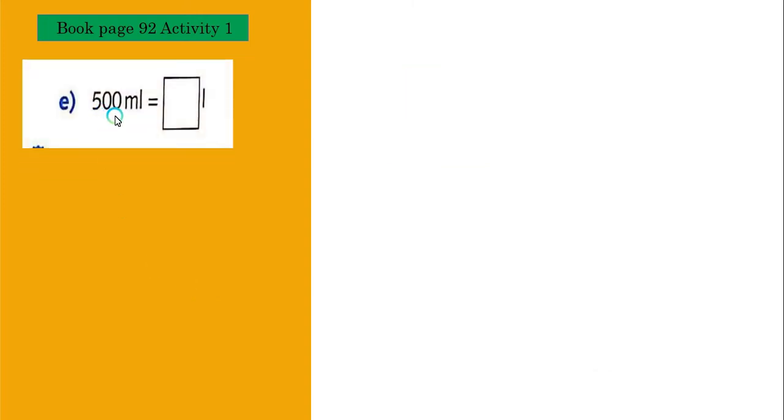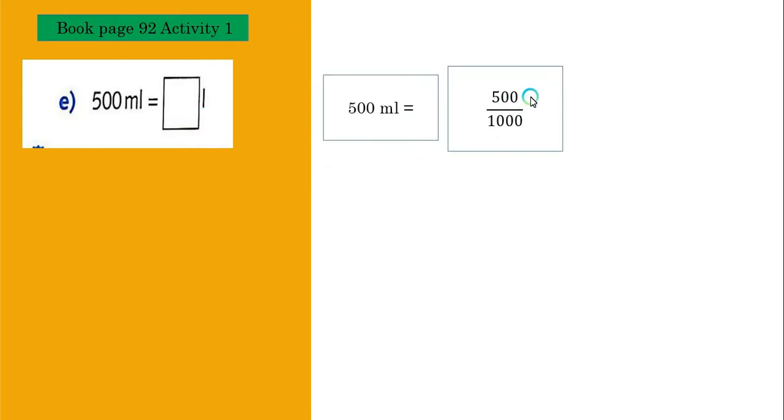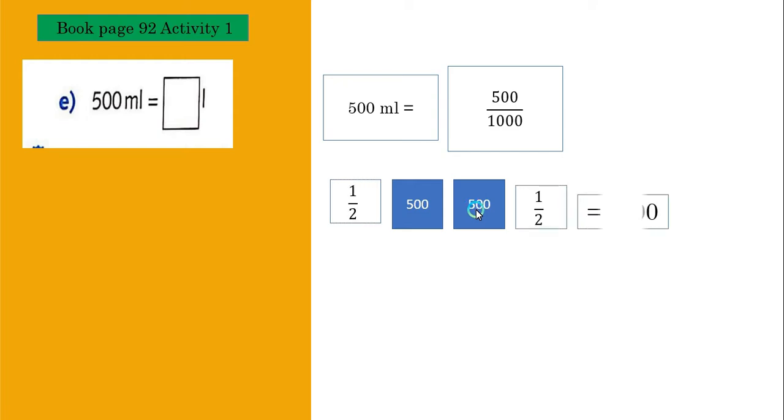Now, 500 ml is equal to how many liters? So 500 ml is equal to 500 over 1000. Since 1 liter is equal to 1000 milliliters, we need 500 to complete the 1000. So how many parts? It's 2. And how many 500s do we need? It's 1. That's why the answer is 1/2.